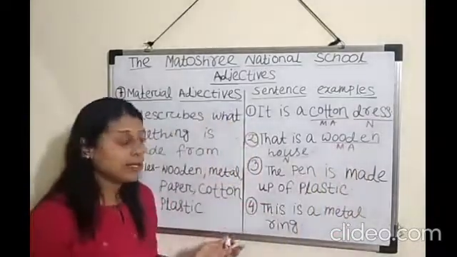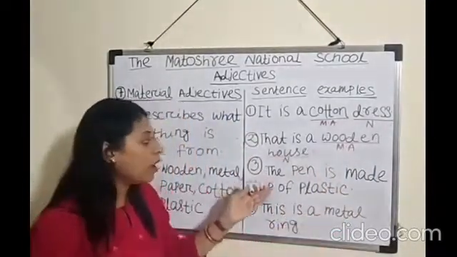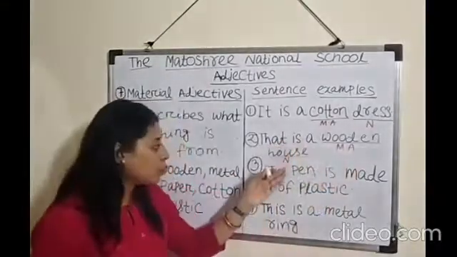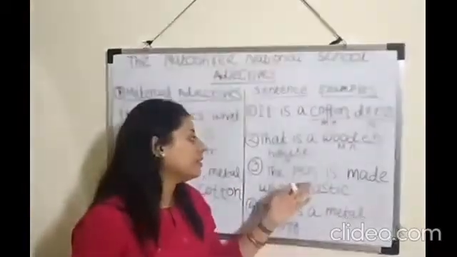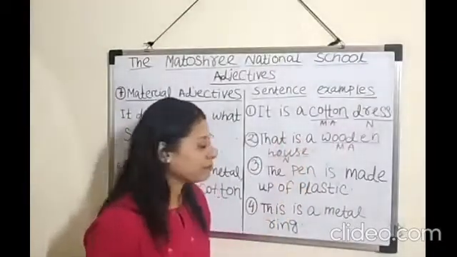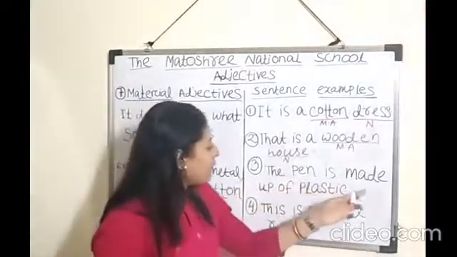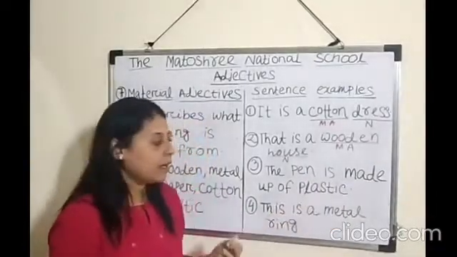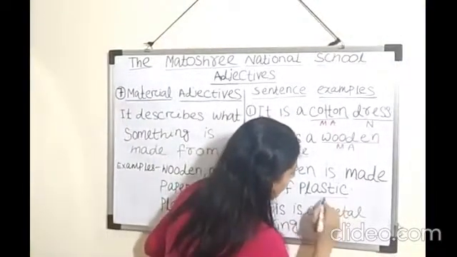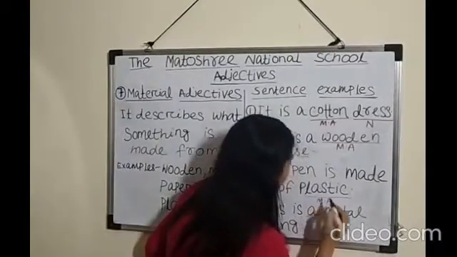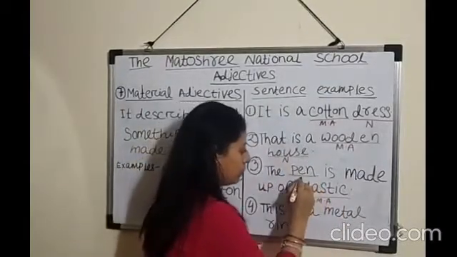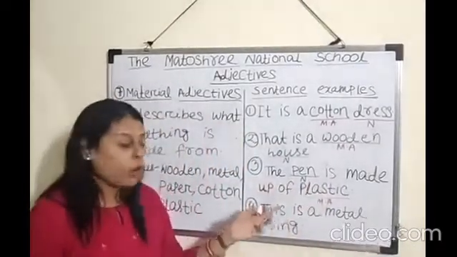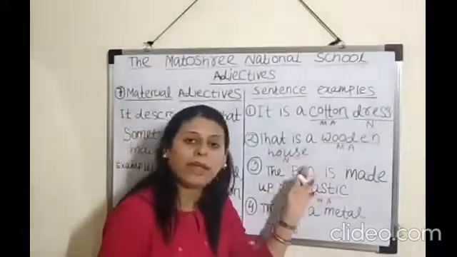What type of house is it? It is a wooden house. So wooden is a material adjective that describes this house, this noun. Next, the pen is made up of plastic. Here, plastic is a material adjective, and yes, pen is the noun. So here, plastic describes the noun pen.